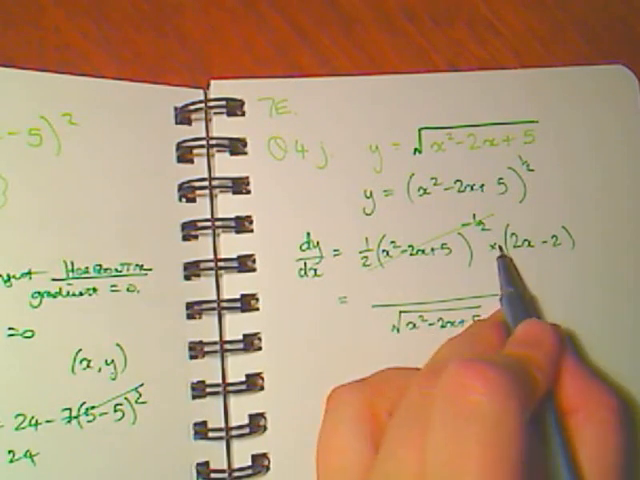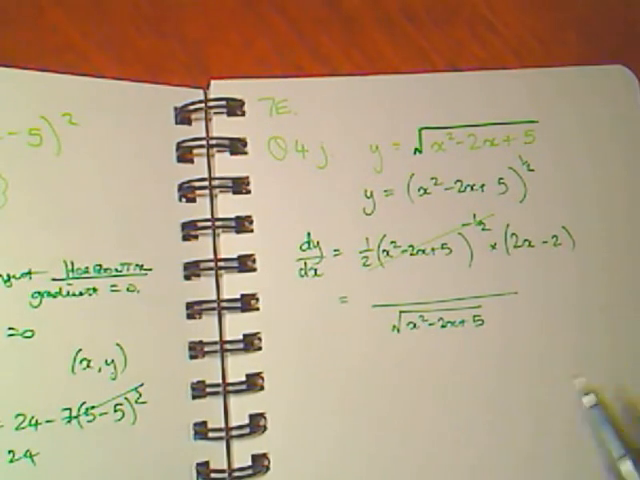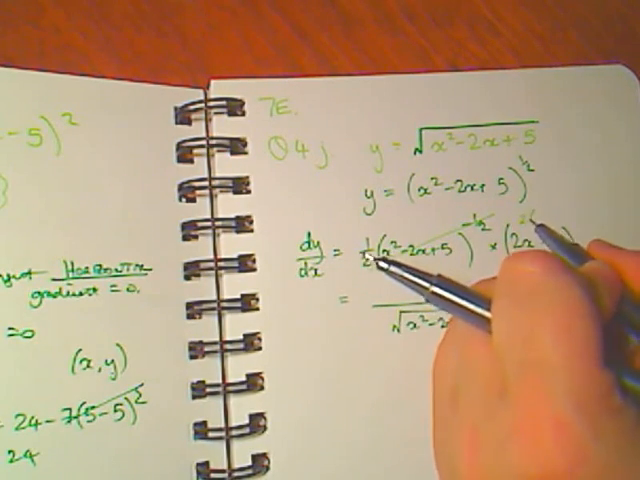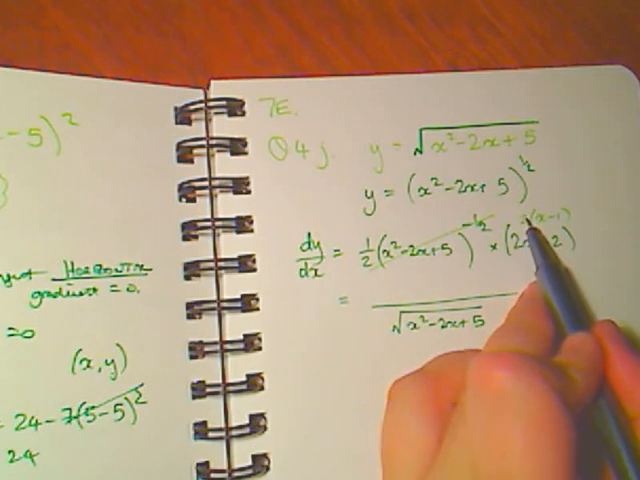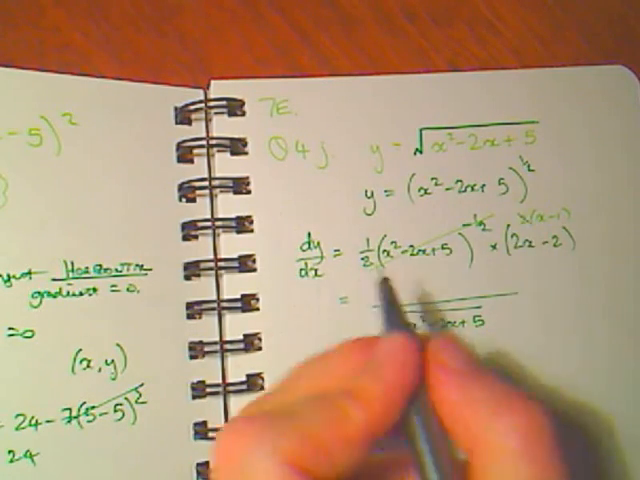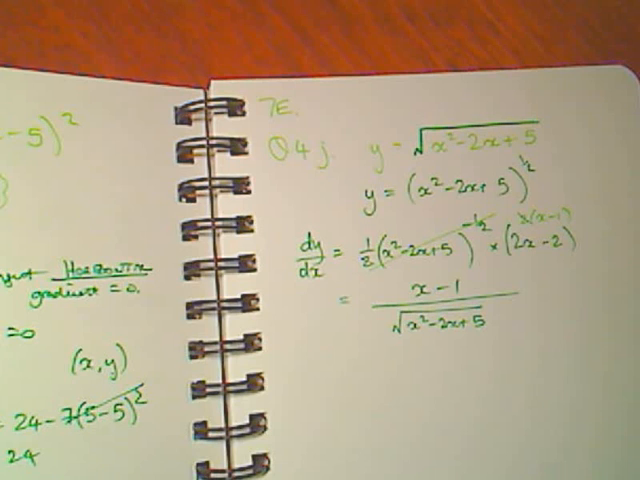Now I've got a half of 2x minus 2. Well, we can see here that this is 2 lots of x minus 1. And a half of this, we'll cancel out those 2's, we'll leave you with just x minus 1. You may need to do that in several steps, that's fine.